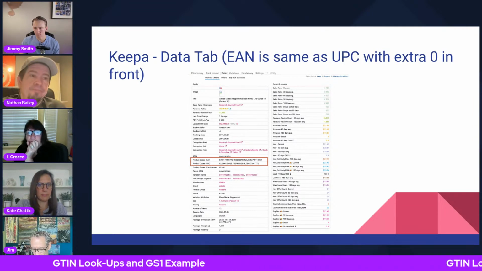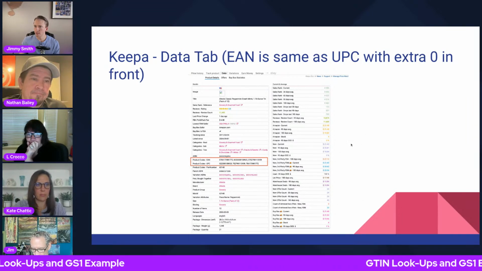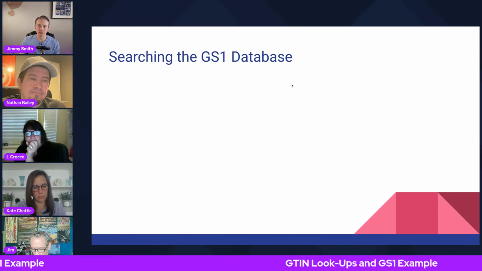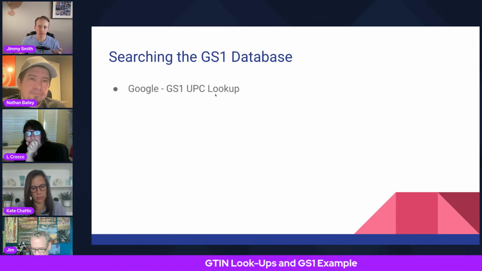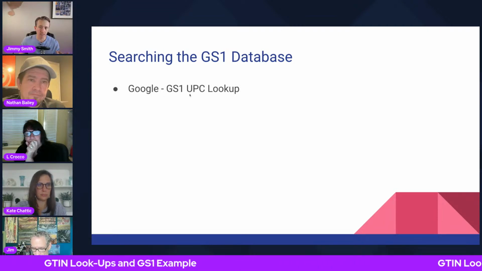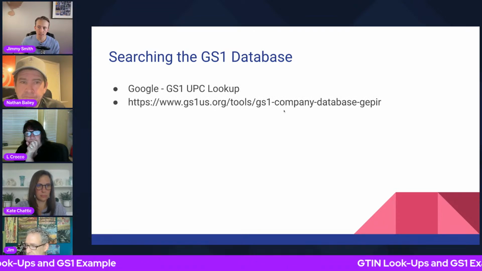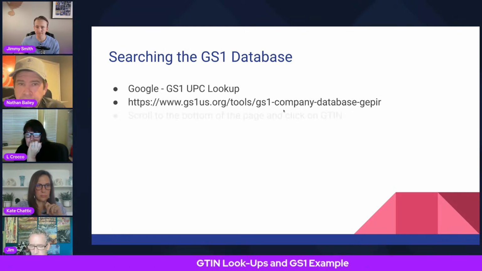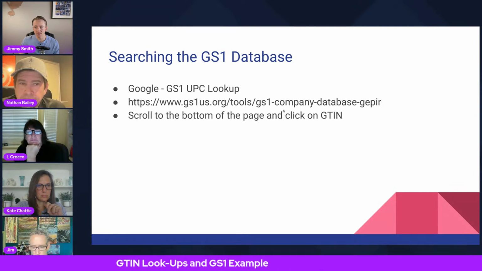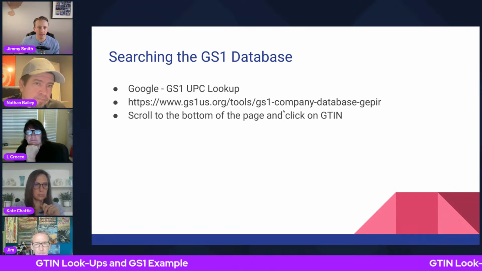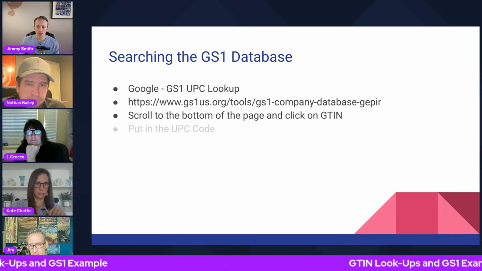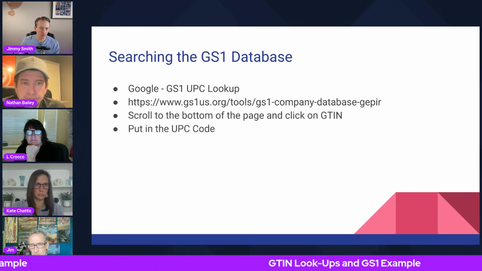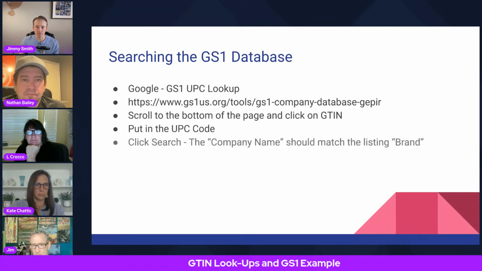All right. So searching the GS1 database, the steps: the first one, you can just Google GS1 UPC lookup to find the link, or here is the link to do that. If you just want to type that in, that's fine as well. That's where I go to look for this. Scroll to the bottom of that page, and then click on GTIN as the option to search for, and then put in the UPC code or EAN, whatever you have. And then from there, you can click on search.